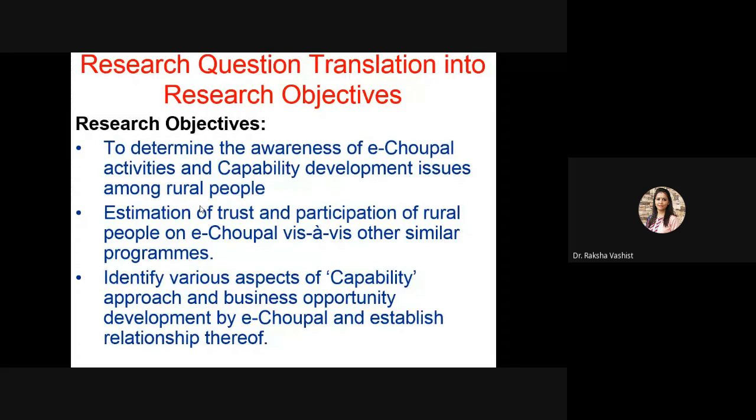And third, we have to identify various aspects of capability approach and business opportunity development by each OPAL and establish the relationship thereof, right? To know the impact. This is related to our third research question. To know the impact, we have to identify various aspects of capability approach and business opportunity development, right?